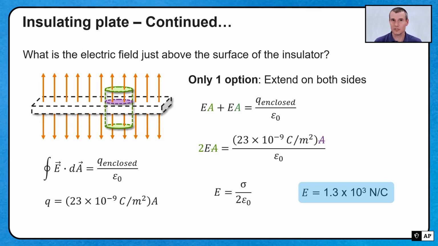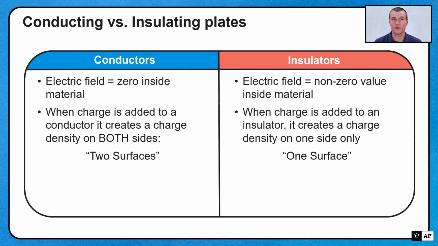So you might notice a difference here. And here's the main thing I want you to take away. For conductors versus insulators, we know conductors have zero electric field inside of them, where for insulators, that's not the case. We can use that to our advantage in how we solve them.